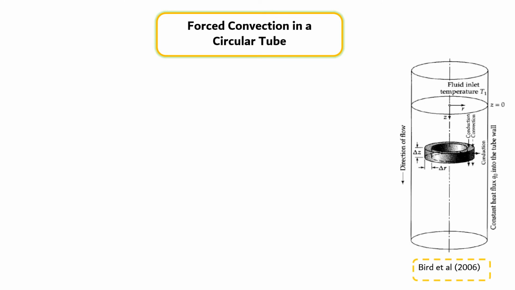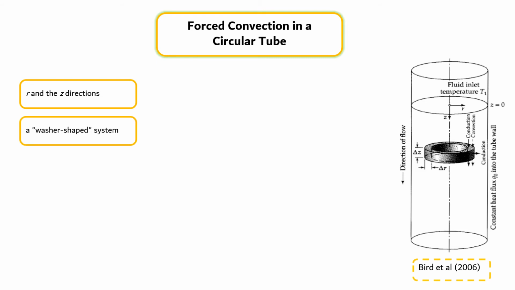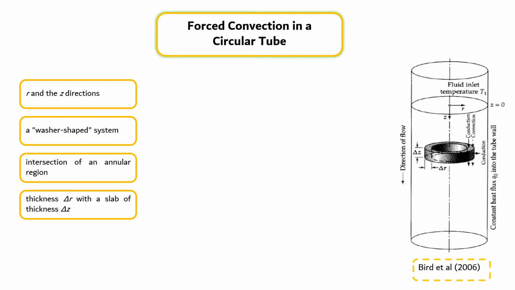Let's consider heating of a fluid in laminar flow through a circular tube, showing the annular ring over which the energy balance is made, as illustrated in the right figure. In this problem, heat is being transported in both the r and z directions. Therefore, for the energy balance, a washer-shaped system, which is formed by the intersection of an annular region of thickness delta r with a slab of thickness delta z, is applied.